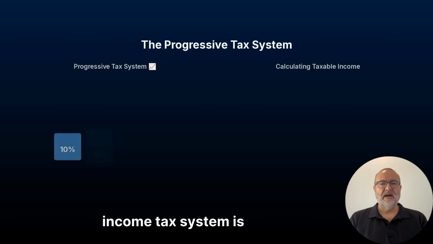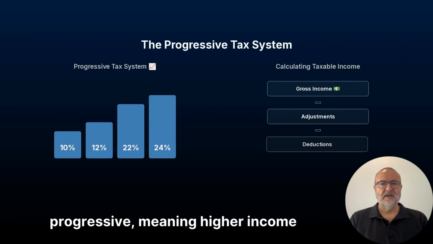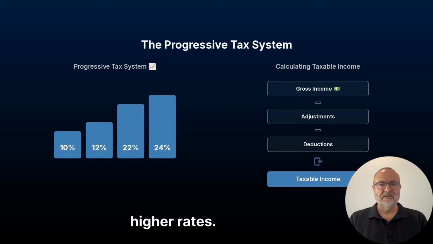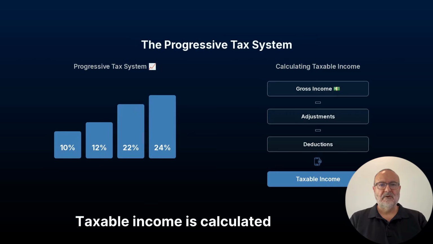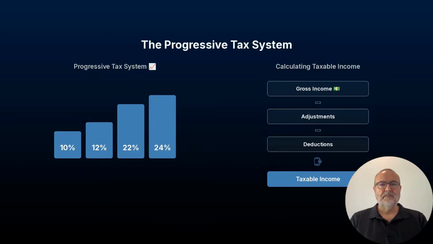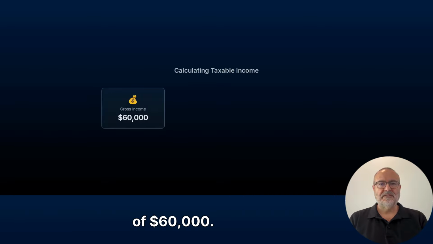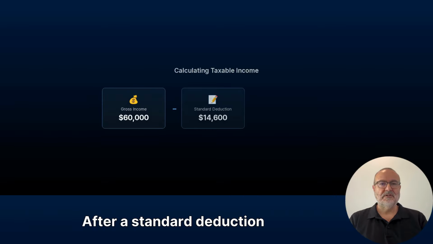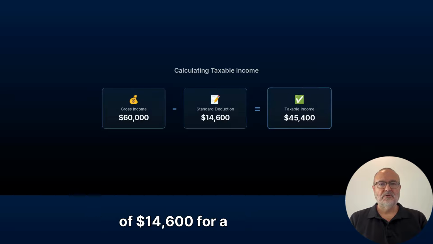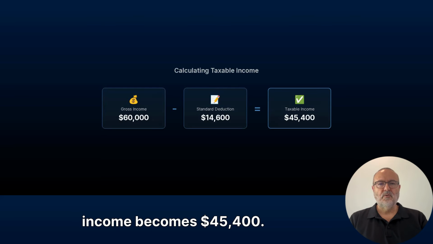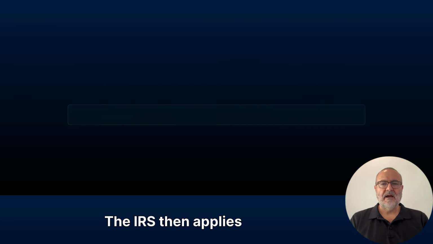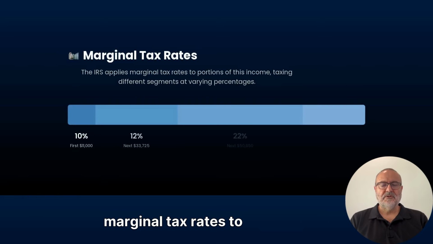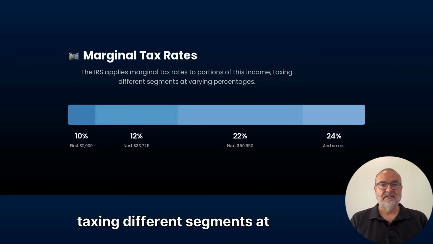The U.S. income tax system is progressive, meaning higher income levels are taxed at higher rates. Taxable income is calculated by subtracting adjustments and deductions from your gross income. Consider a gross income of $60,000. After a standard deduction of $14,600 for a single filer, the taxable income becomes $45,400. The IRS then applies marginal tax rates to portions of this income, taxing different segments at varying percentages.